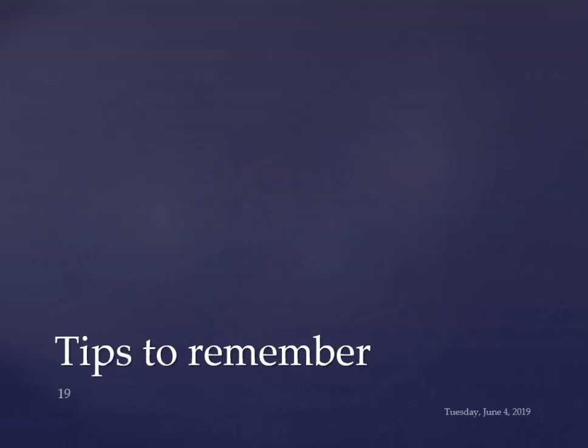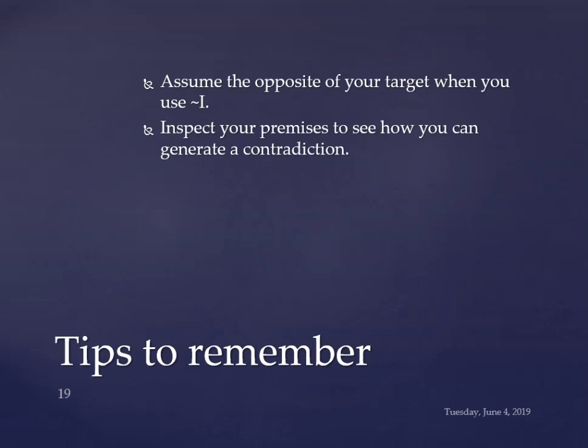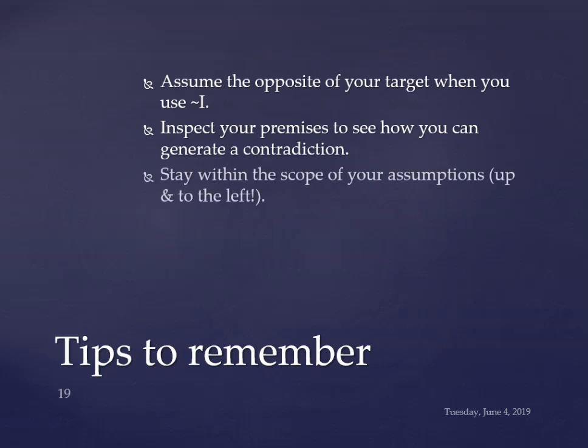Some things to remember: you assume the opposite of your target when you use negation introduction. So that question, how do I know what to assume? Well, that's going to be governed by the 2 rules that we have in our system. You're going to either create an arrow or create a negation. And when using negation introduction, you have to assume the opposite of what your target is. Then you have to inspect your premises to see how you can generate a contradiction. And then stay within the scope of your assumptions. You can move up and to the left, but you can't move up and to the right, because any subderivation that's been discharged is not something you can use.